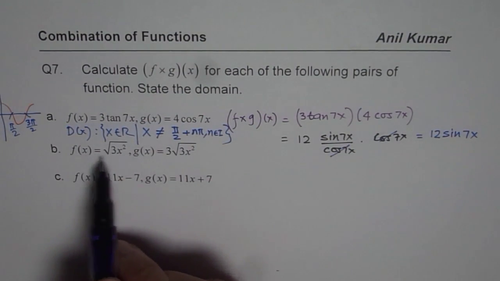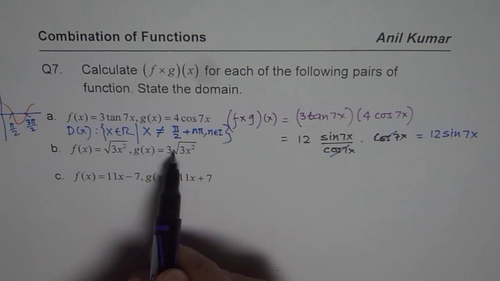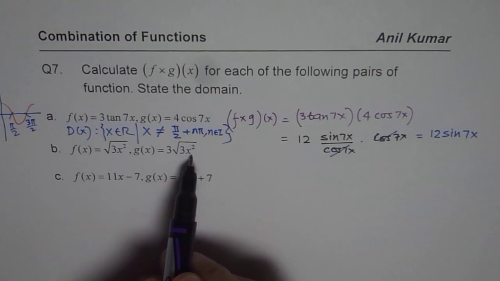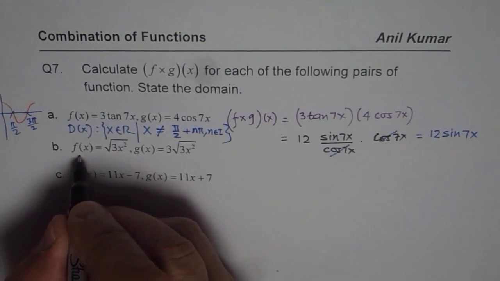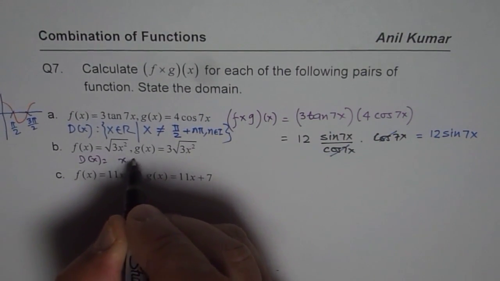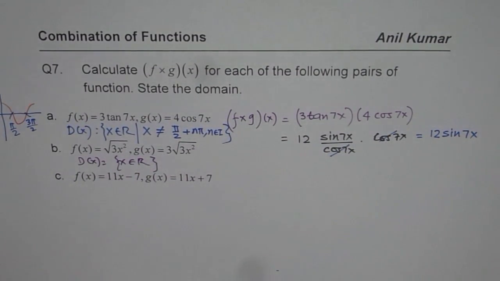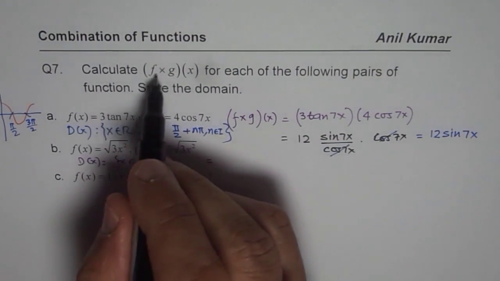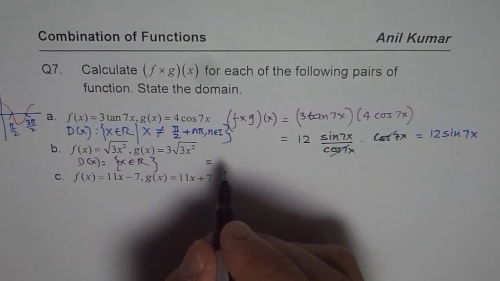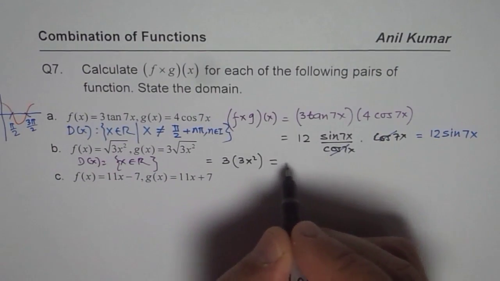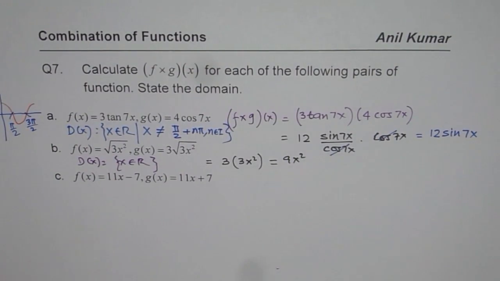Now let's look into the second question. The second one is f of x times g of x, so you have to multiply them. Within the square root we have 3x squared and 3x squared. Now clearly, since it is x squared, it is never negative, correct? So in this case, the domain is x belongs to real numbers. There is no restriction, but you have to write the domain. Now let us write down the answer. F of x times g of x, when you multiply, you get 3 times 3x squared, so it is 9x squared. That is what you get.